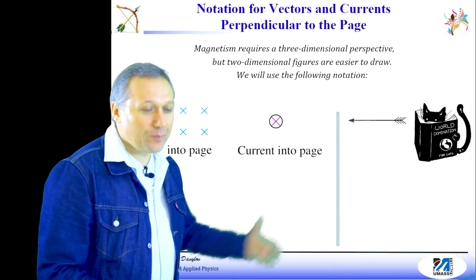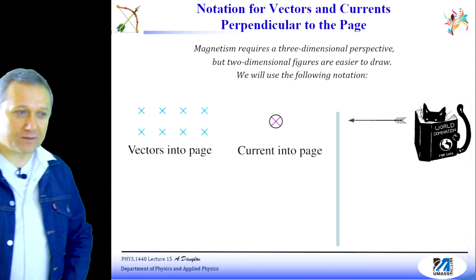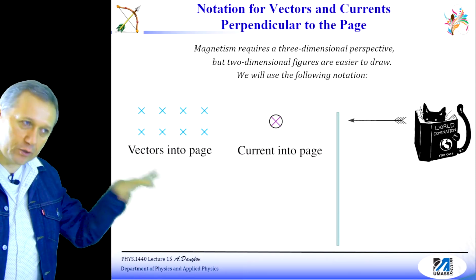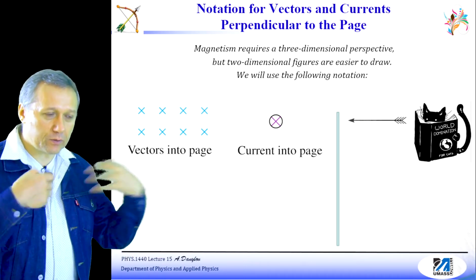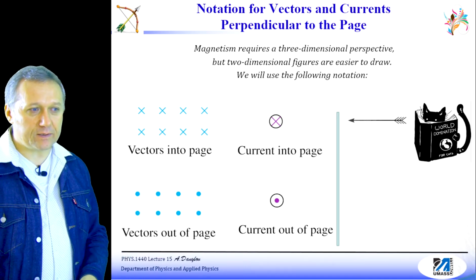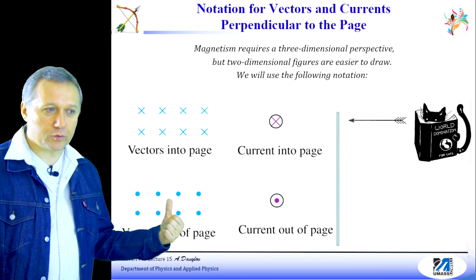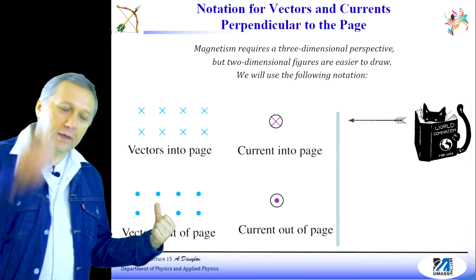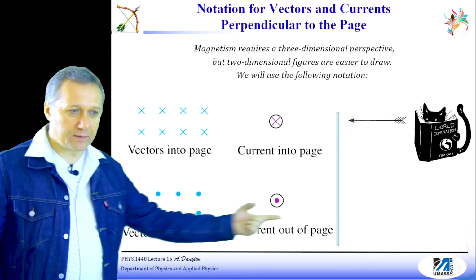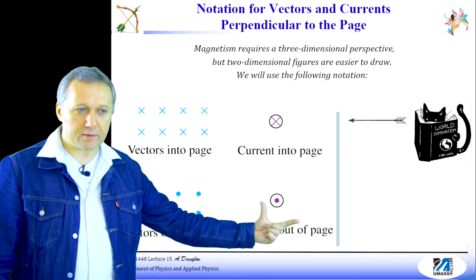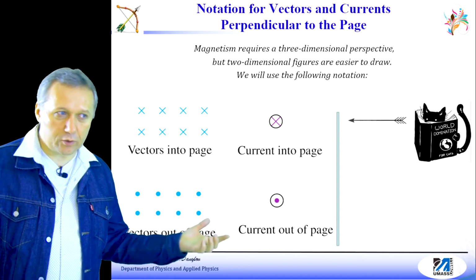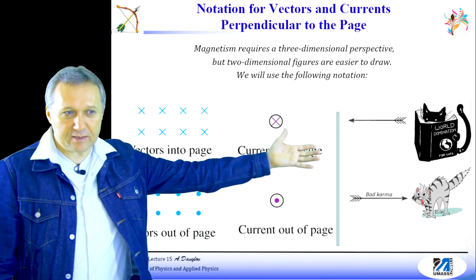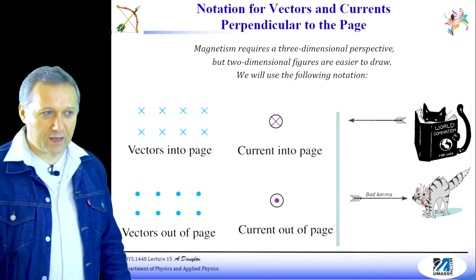Right. So that's if a vector is into the page, into the screen, into the whiteboard. Now, what about the opposite situation? If the vector is out of the page, we're going to use either a dot or a circle with a dot in the center, like here, right? So you see, this is a current flowing out of the page. Again, what's the logic? Exactly the same, just flip that arrow, right?